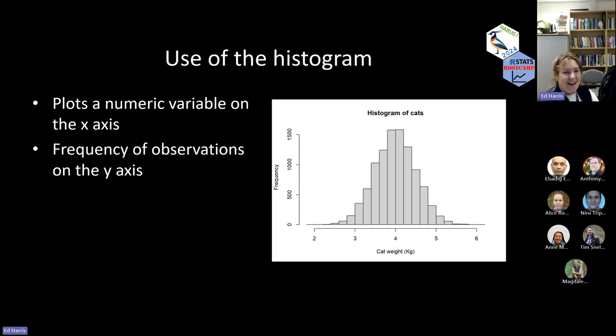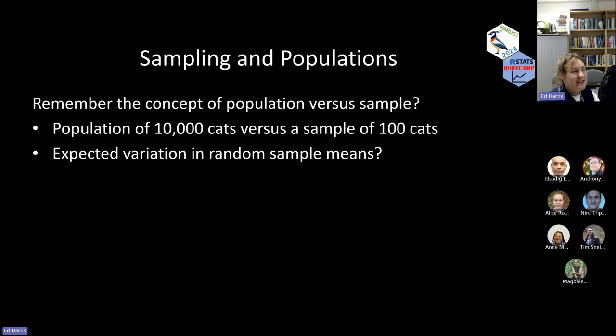So, histograms. These are a good way of looking at the distribution of the data that you have. It does this by plotting your numeric variable along the x-axis, and you can see the frequency of the observations on the y-axis. And here you can see what looks like a very good normal distribution for the weight of some cats. But with different samples and populations, there are differences in that. I believe you also covered that previously in terms of differences between samples and populations. Something to keep in mind when you're talking about distributions is how, as you have bigger samples, your distribution of data can resemble more of a normal distribution.